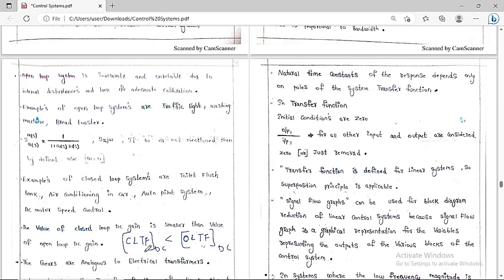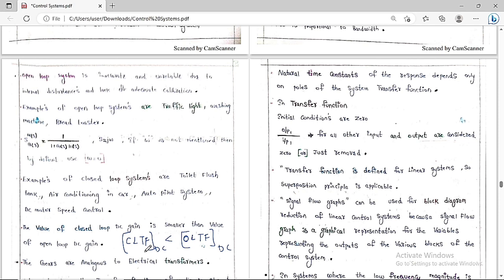Now we'll discuss another point: the natural time constants of the response depend only on the poles of the system transfer function. As I already told you, the natural time constants of the response depend only on the poles of the transfer function of the system.